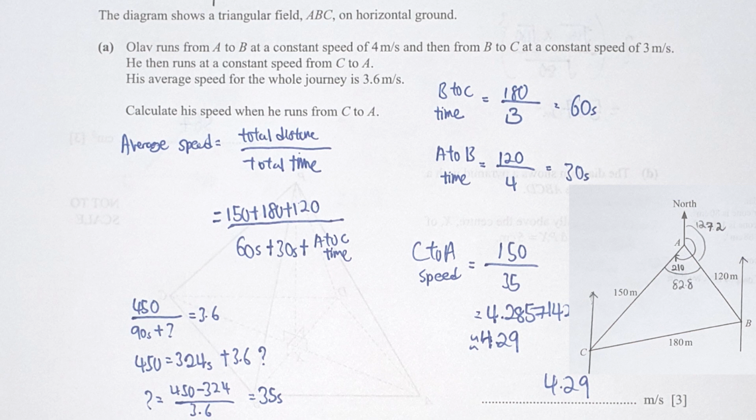Okay, the time required for you to travel from A to C is unknown. So 150 plus 180 plus 120 divided by 60 seconds plus 30 seconds plus the unknown equals 3.6, because the average speed of the whole journey is 3.6. After calculation, you should get your A to C time taken as 35 seconds. So your answer for C to A's speed is actually 150 divided by 35 seconds. After correcting your answer to 3 significant figures, it should be 4.29 meters per second.